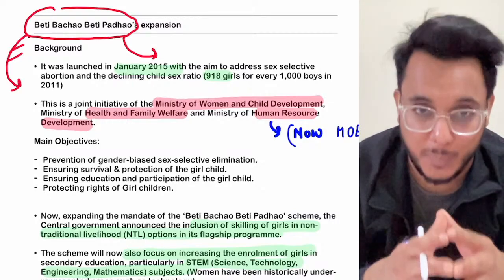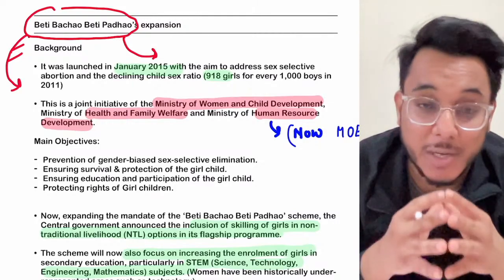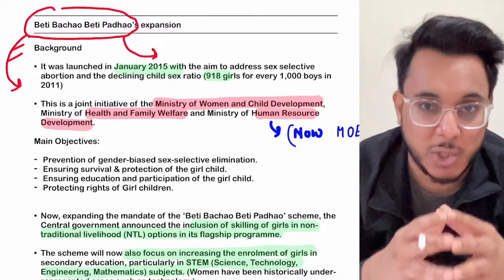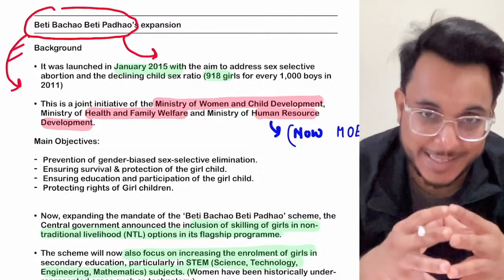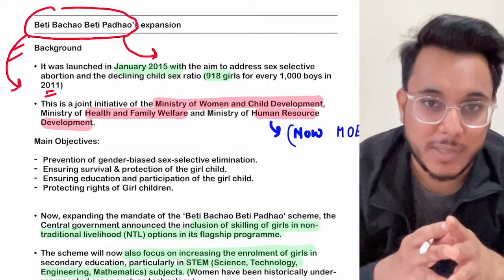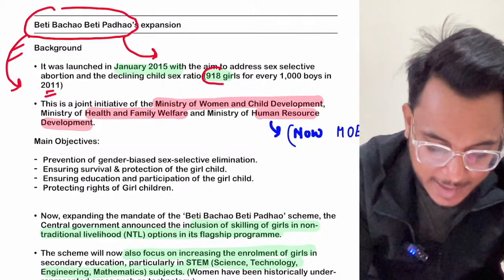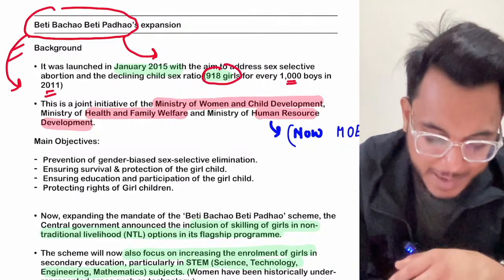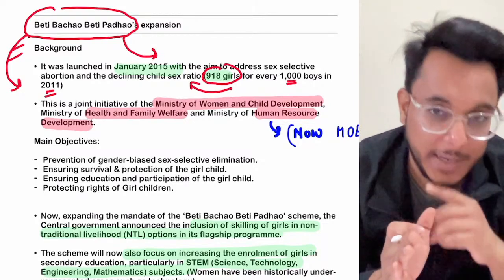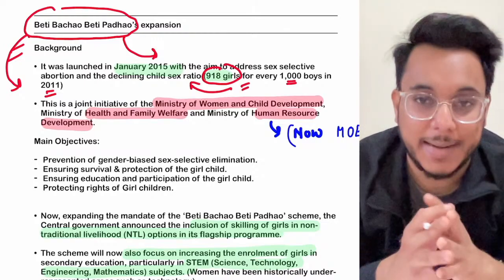Now, this particular program came because of the poor child sex ratio of India. Now when I tell you about the child sex ratio, the latest census data that we have is from 2011, and on the basis of the 2011 census there are 918 girls for every 1000 boys. This is the child sex ratio, not the sex ratio, child sex ratio. Are you getting it or not? So child sex ratio is 918.